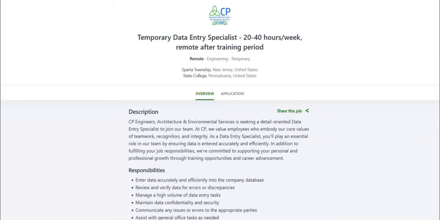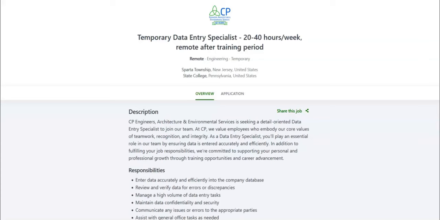The next job is with CP Engineers, Architecture, and Environmental Services, and they're looking for a data entry specialist. Regarding the responsibilities for this job, you will enter data accurately and efficiently into the company database. You will review and verify data for errors or discrepancies. You will manage a high volume of data entry tasks.